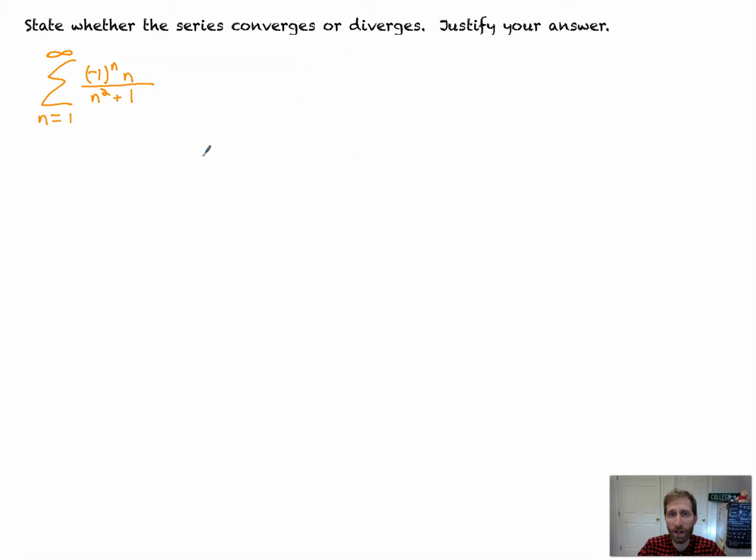See if it converges, diverges, or maybe we don't have enough to make a justification. Let's see. So we'll take the limit again as n goes to infinity of the absolute value of the n plus first term will be negative 1 to the n plus 1 times n plus 1, just plugging in n plus 1s everywhere, all over n plus 1 squared plus 1.